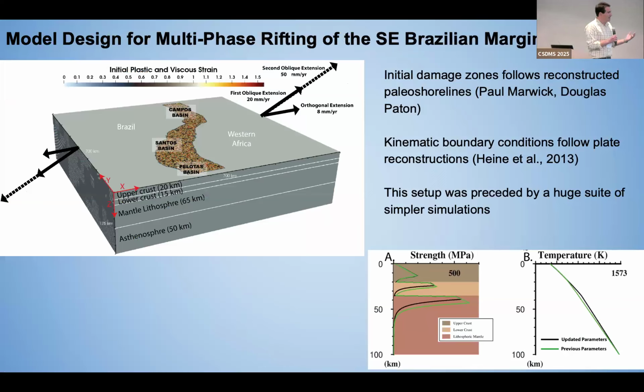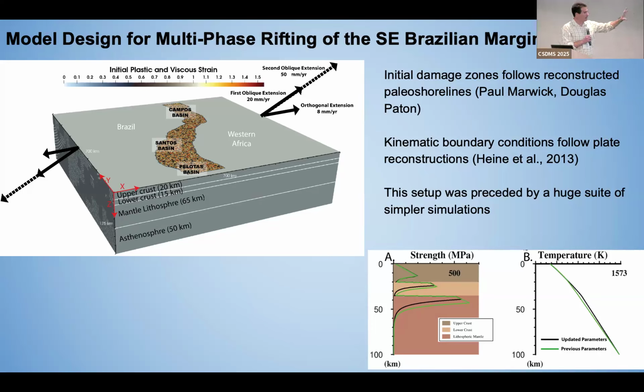What we want to look at in this part of the talk is how the initial shape of the margin and surface process efficiency affect the long-term evolution of the margin, going all the way from the initiation of rifting to breakup. In the image on the top left, you see these randomized colors. That's an initial zone of randomized weakness in our thermal mechanical simulations that reflects reconstructed coastlines from our colleagues, Douglas Patton and Paul Marwick, who did the plate reconstructions for this project.